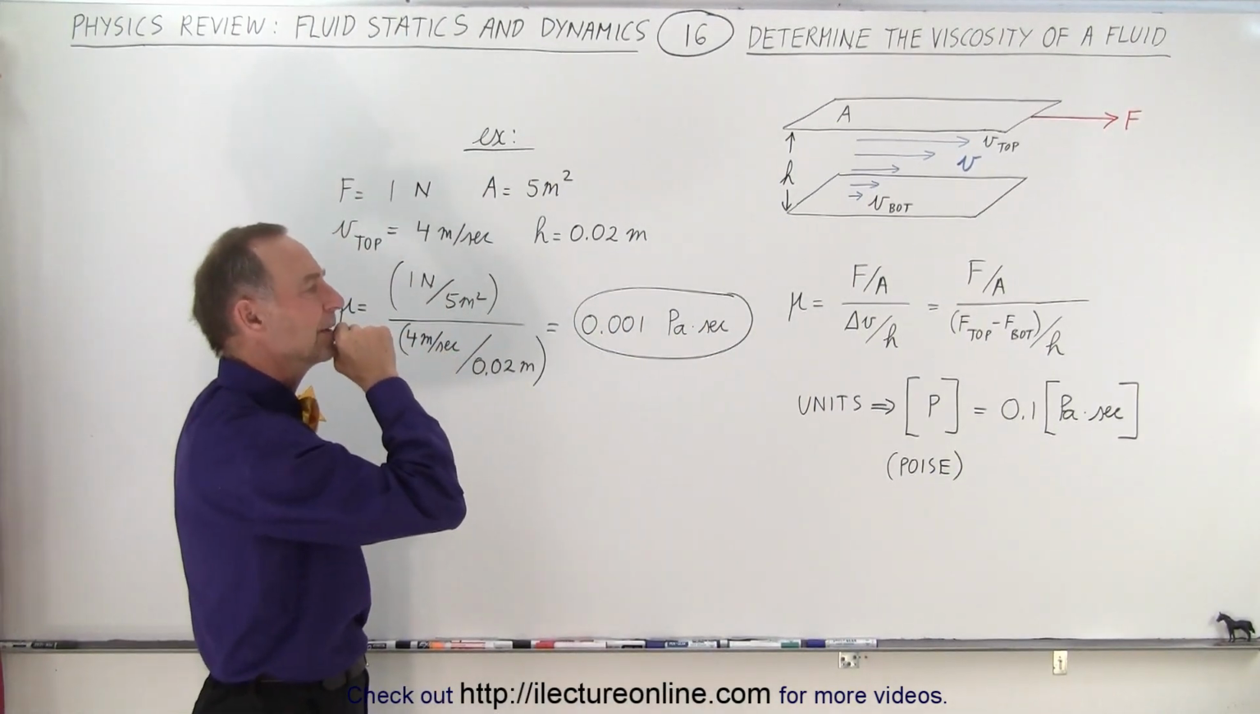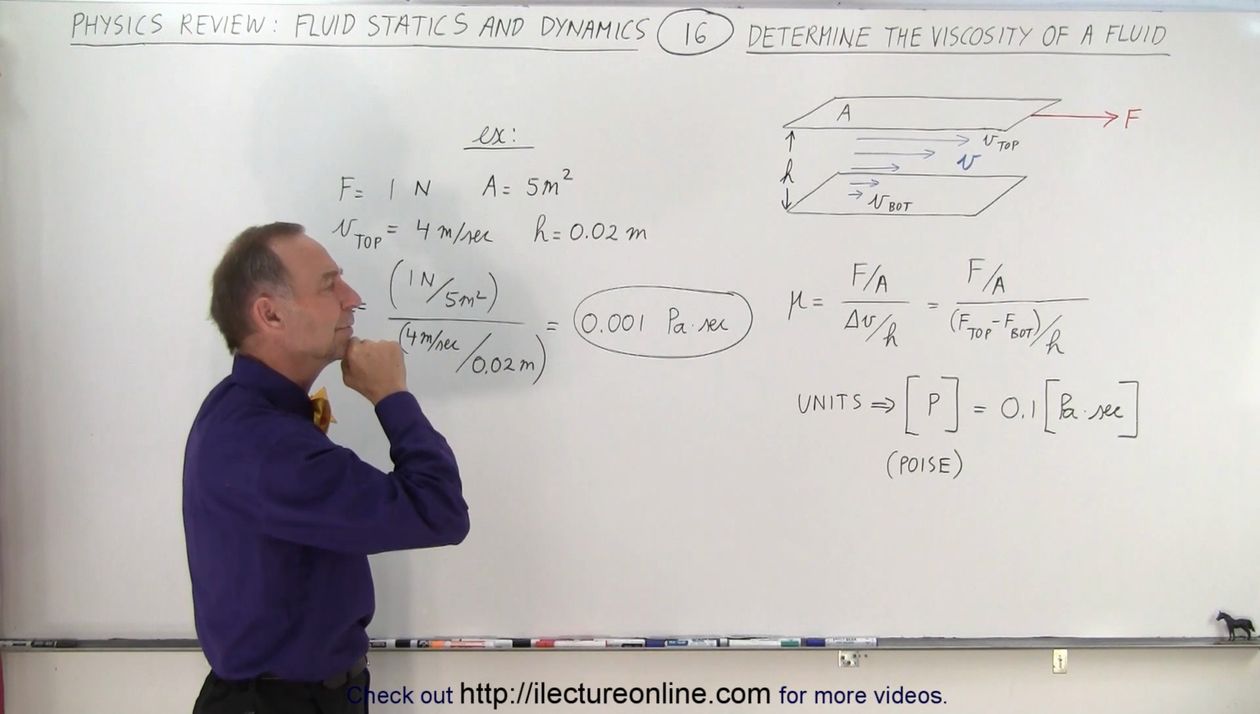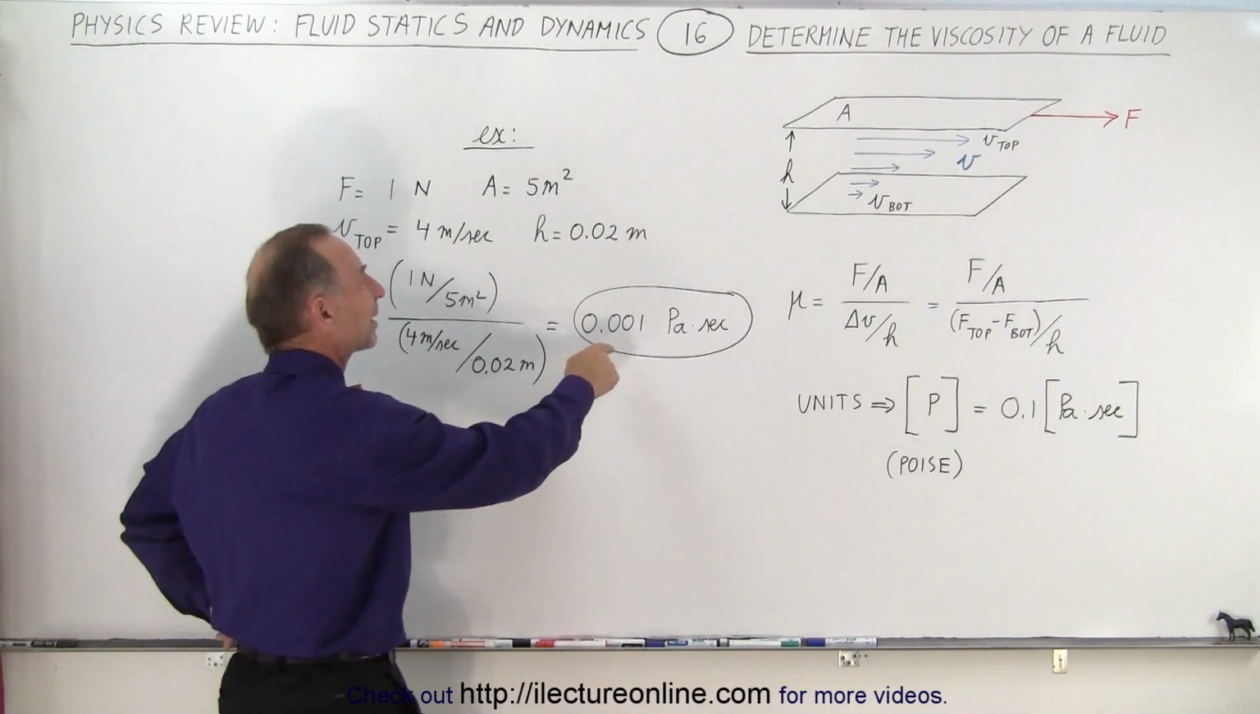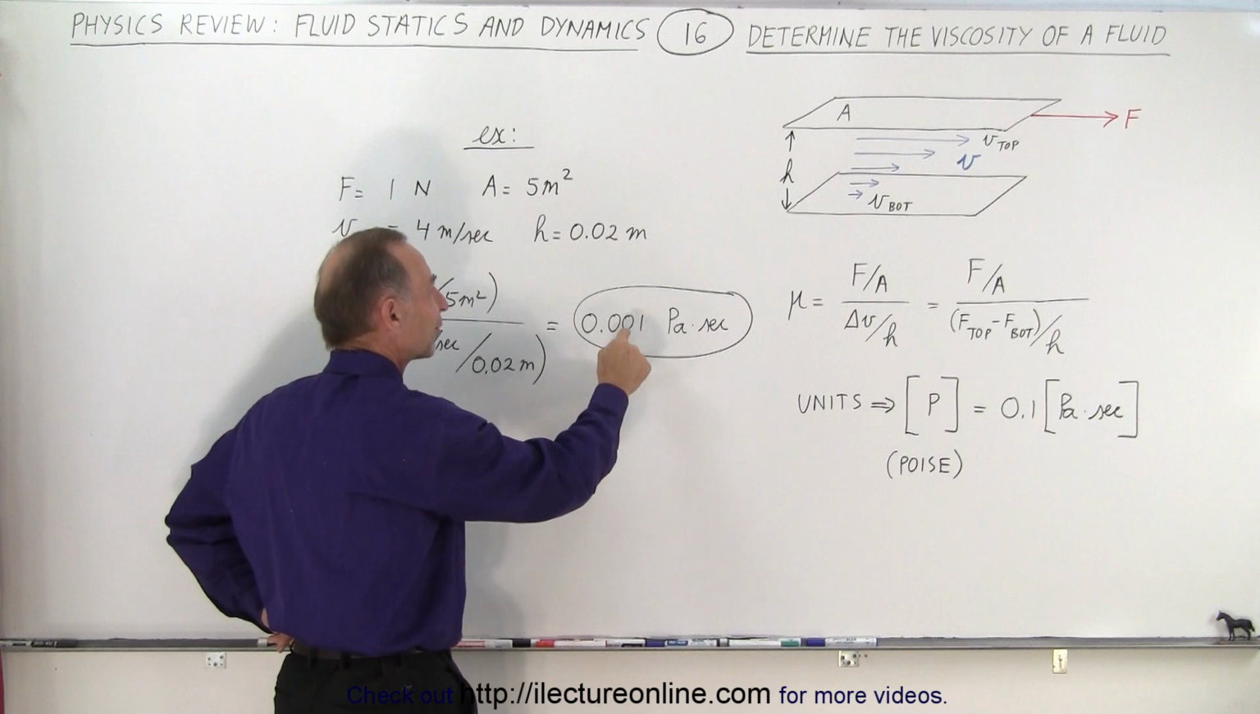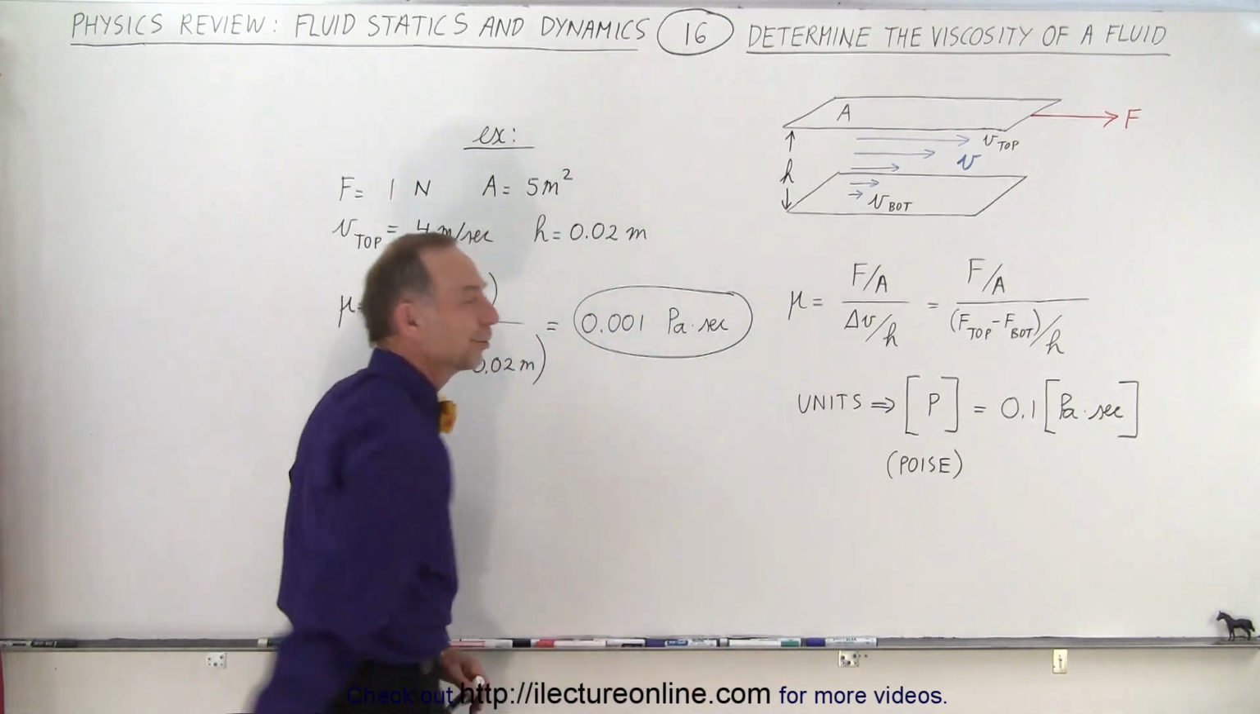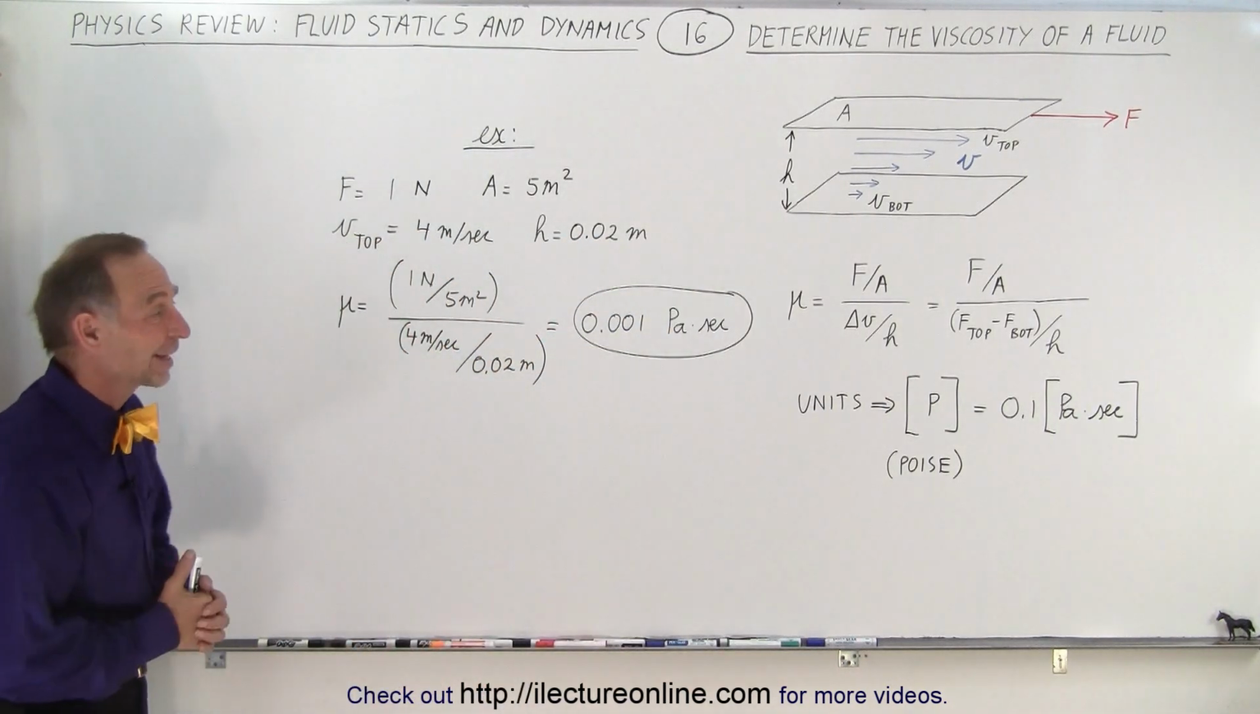So let's see here, 0.1. If you want poise, we need to multiply times 0.1, so it would be 0.0001 in order to get poise, but that is how it's done.